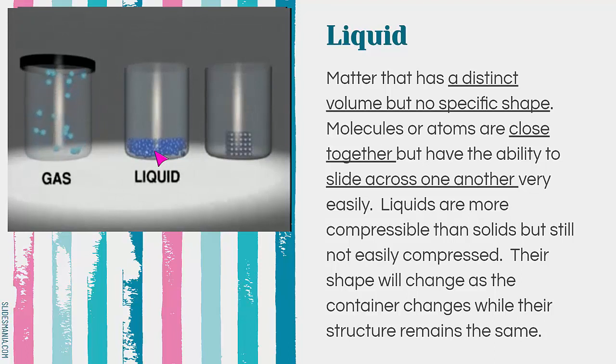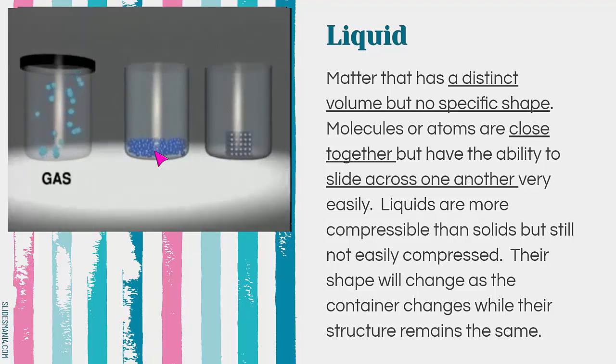The molecules and atoms are close together, but they have the ability to slide across one another very easily. They are not locked into place. Liquids are more compressible than solids. That means that you can push the molecules closer together to make up a smaller space, but they're still not very easily compressed because the particles are very close together to begin with. Their shape will change as the container changes, and their structure will remain the same.